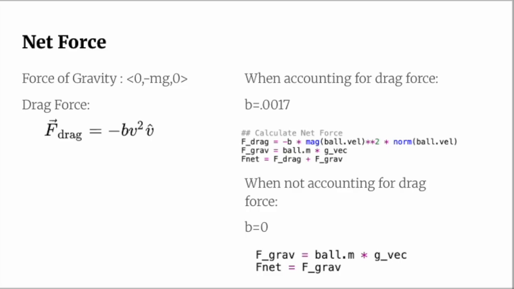But when we're accounting for the drag force, we used the quadratic drag equation, and we just set b to a constant value, which I set to 0.0017, and then we used this equation that multiplied the magnitude of the velocity times that constant squared, and then multiplied that by the unit vector of velocity, and we showed that in the code there, and then F net would become the drag force plus the force of gravity.